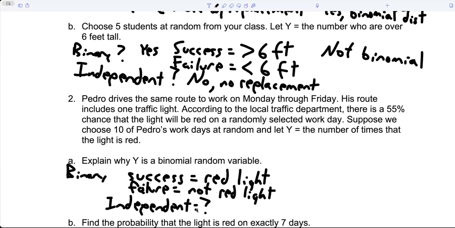I would say so. If we're looking at different days, I think that is a reasonable assumption. So we can say yes. Fixed number of trials, N equals 10. And the probability of success in this case is 0.55.